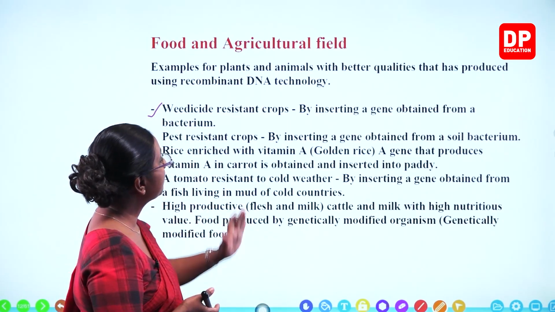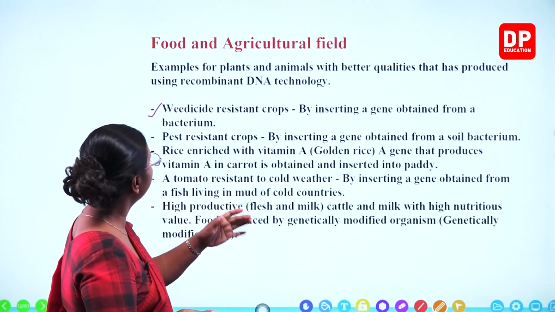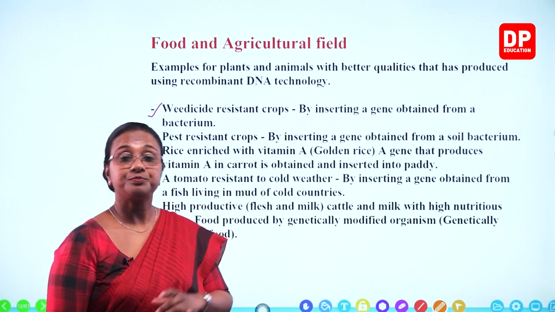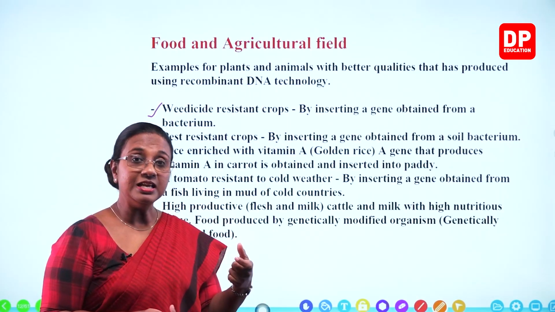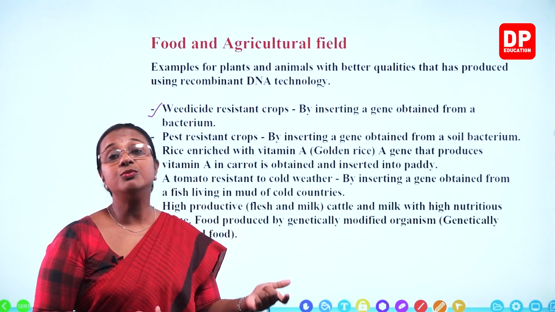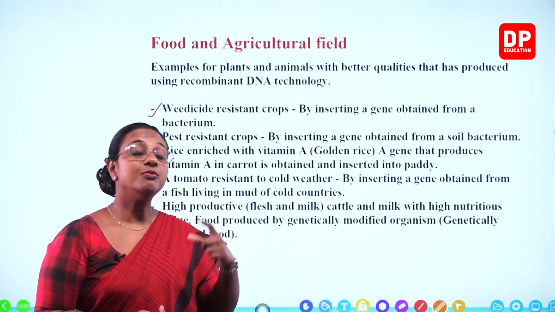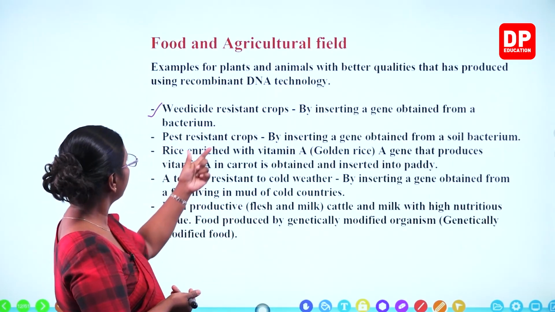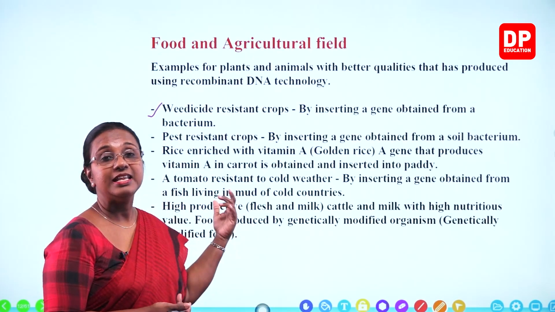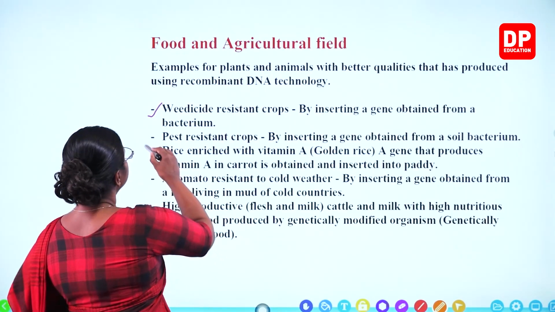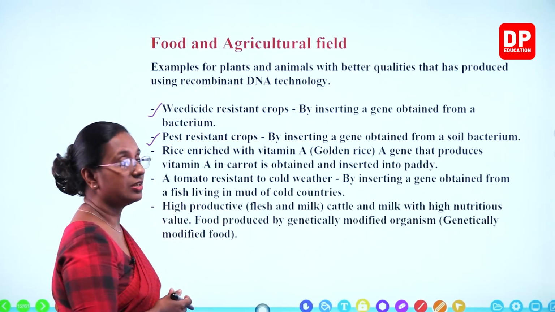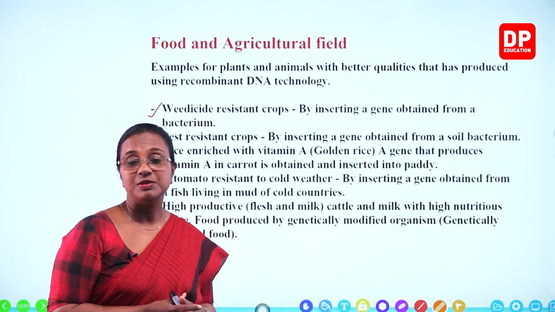So this is done by inserting a gene obtained from a bacterium. From the bacterium, you get the gene that is resistant to weedicide, and you insert that into the genes of a crop, and then you can produce weedicide resistant crops. The same way, pest resistant crops. I explained this before also.